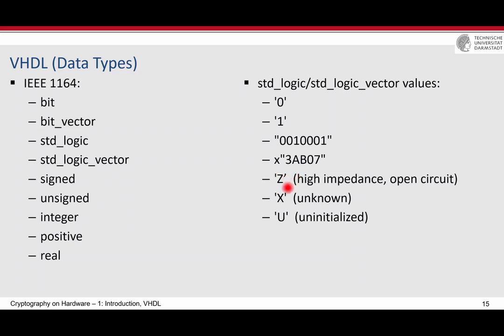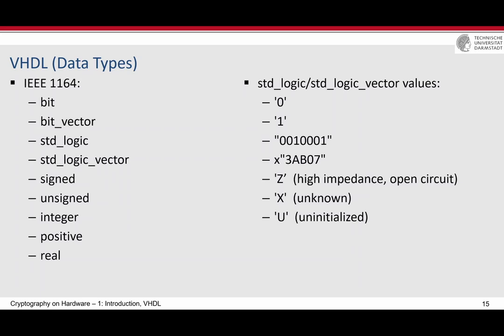I don't know whether you have learned this. Z, high impedance, means that this pin is not connected to anywhere. But keep in mind that Z, X, which is unknown, and U, uninitialized, are just for simulation. In reality, when the circuit powers up, you never have something like Z or X or U. Is it logical 0 or logical 1? Logical 0 or logical 1.